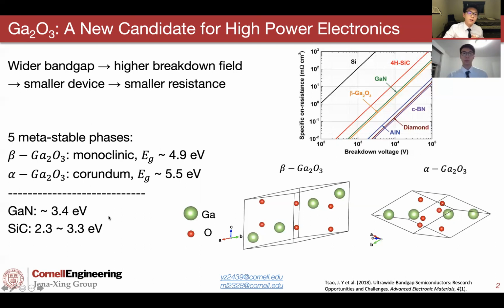And just for comparison, some of the traditional or previous generation wide bandgap semiconductors, like gallium nitride, have a bandgap around 3.4 eV, and silicon carbide has a bandgap from 2.3 to 3.3 eV, depending on which polymorph you're looking at.